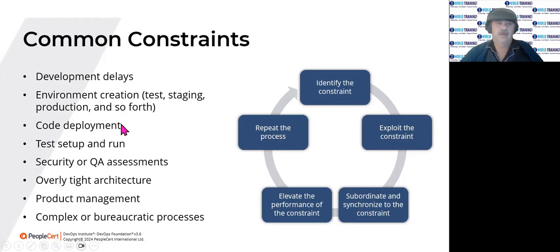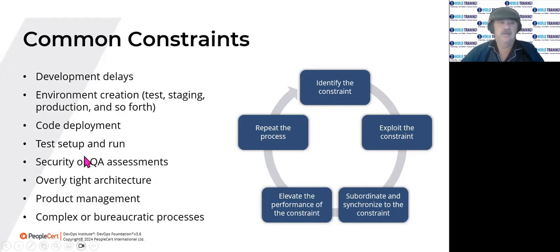Code deployment, so getting code from the point where you think it's good enough to release and then actually getting a decision to deploy it can also be a constraint. Testing, set up and running. So even once you have the environment, you may have to set up test suites and all the different parameters, and then run the tests, get the results. That can also be a constraint.